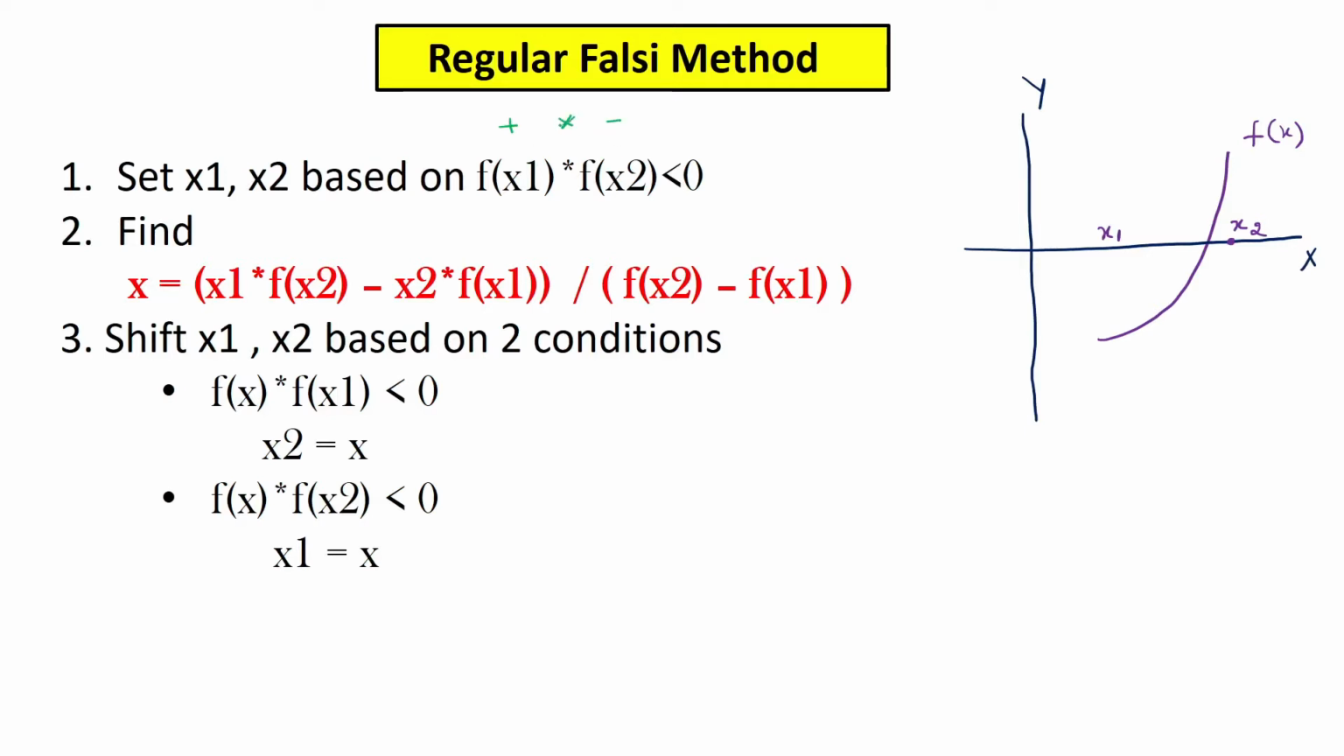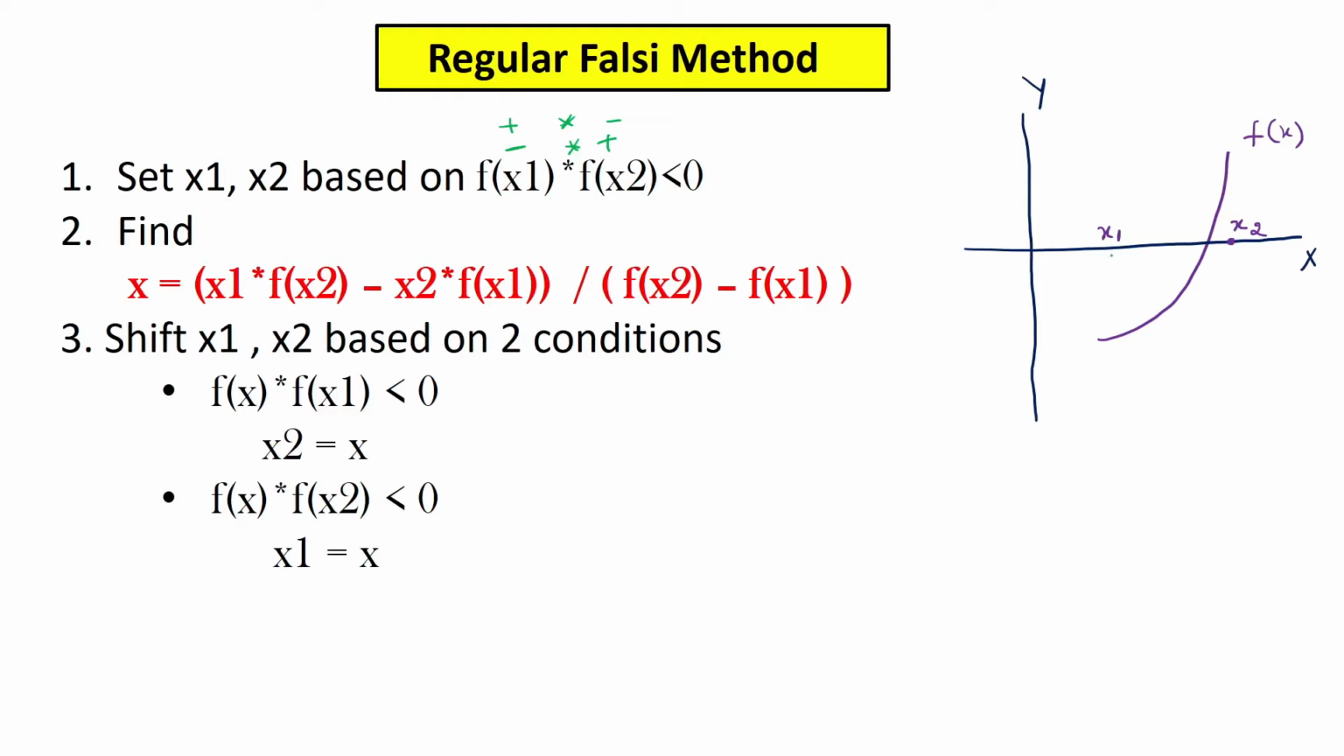Then after multiplying these types of values, we will get a value lesser than 0. Or it can happen that f of x1 is a negative value and f of x2 is a positive value. After multiplying these also, we will get a value lesser than 0. So that means f of x1 and f of x2 should be of opposite sign. So we have to choose x1 and x2 in such a way that if we put the values of x1 and x2 inside the function, this condition is satisfied.